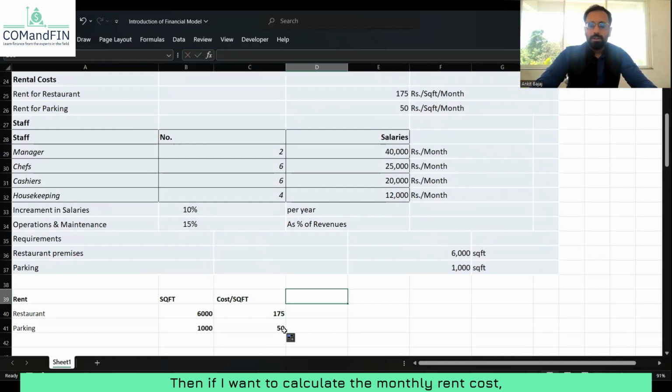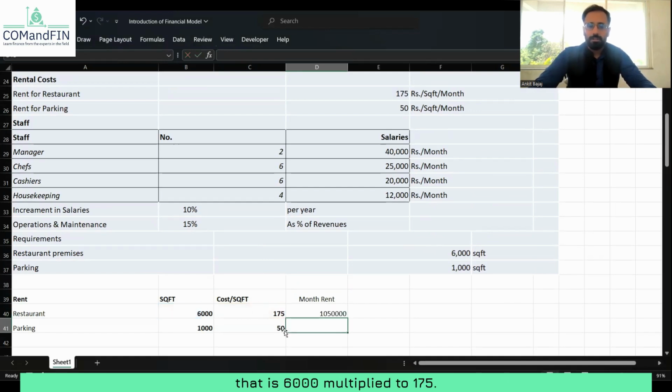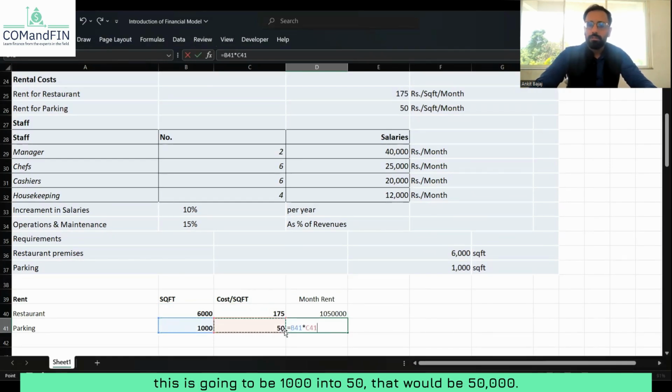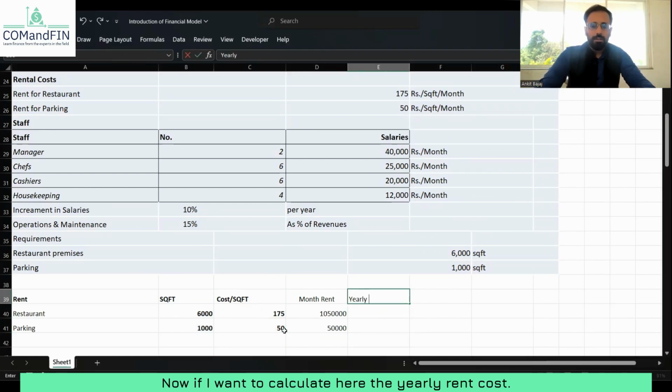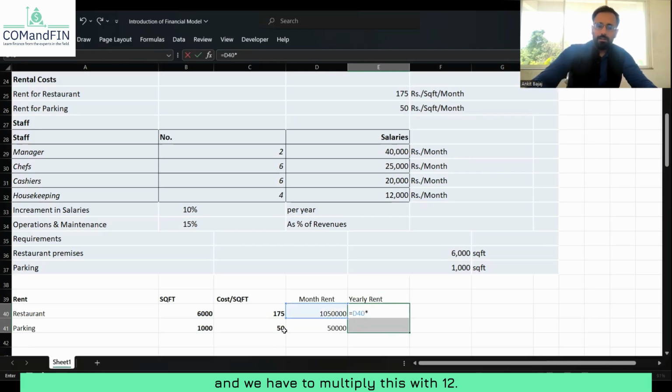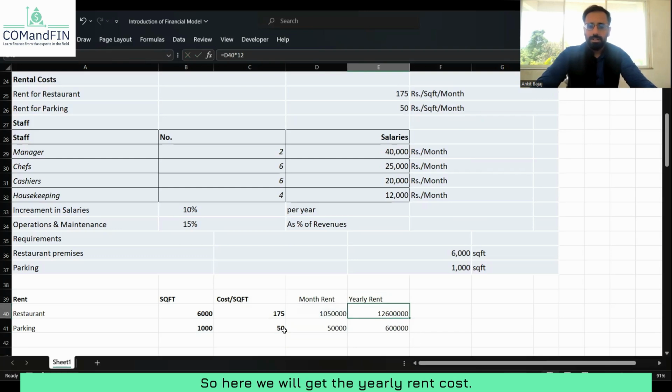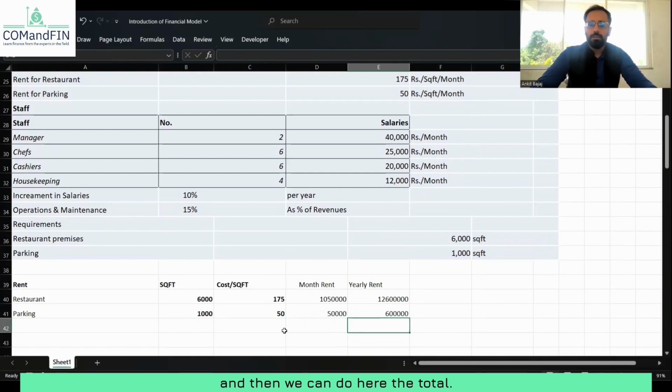Then if I want to calculate the monthly rent cost, what we have to do, simply we have to multiply these numbers, that is 6,000 multiplied with 175. That would be 10 lakh 50,000, and here this is going to be 1,000 into 50. That would be 50,000. Now, if I want to calculate here the yearly rent cost, how much is going to be the yearly rent cost? It is going to be 10 lakh 50,000, and we have to multiply this with 12. So here we will get the yearly rent cost. We have multiplied these values with 12, and then we can do here the total.